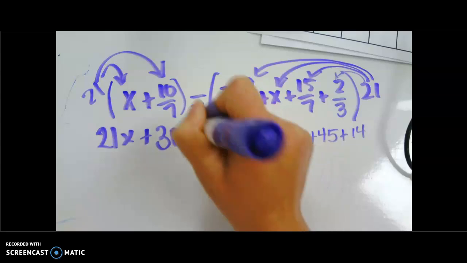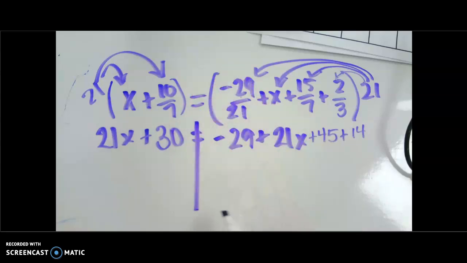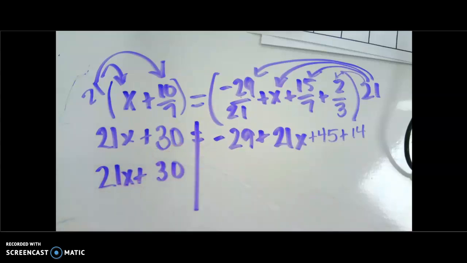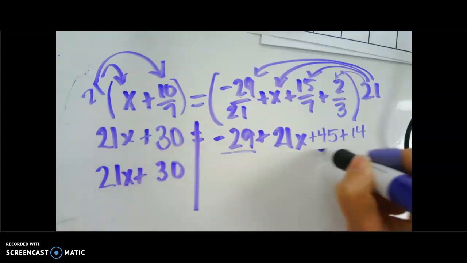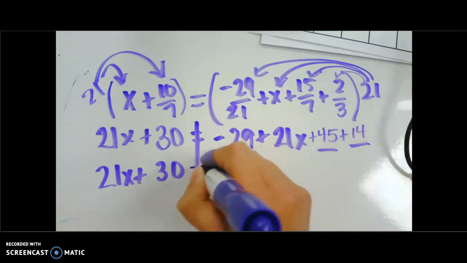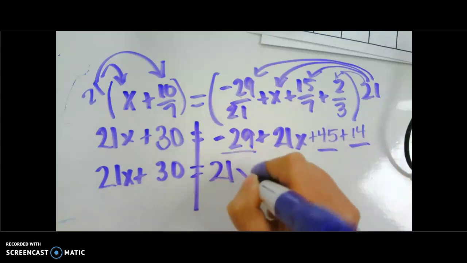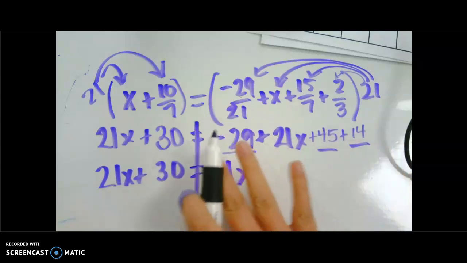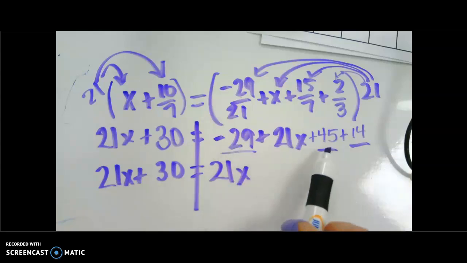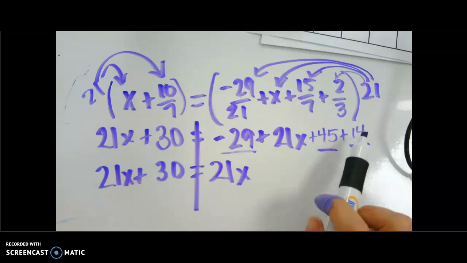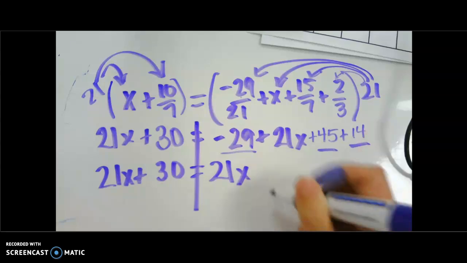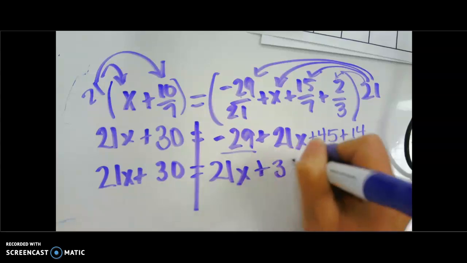From here, now, if it helps, you can draw the line in between. This side, I have nothing to combine, so I'm just going to bring it down. This side, I have a negative 29, a 45, and a 14 that are all like terms and can combine, but I'm going to go ahead and bring up my 21x because there's nothing for it to combine with on the same side. I'm now going to take negative 29 plus 45 plus 14, or 45 plus 14 and then subtract 29. Your choice on how that works, but when you do that, we end up with 30.